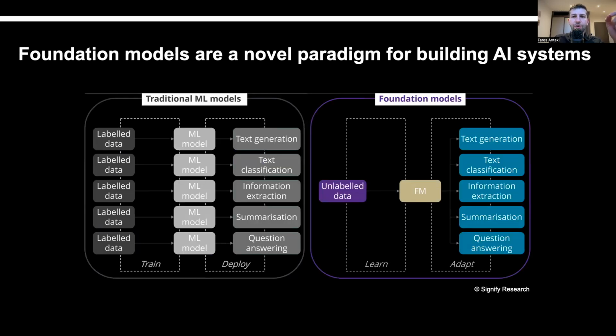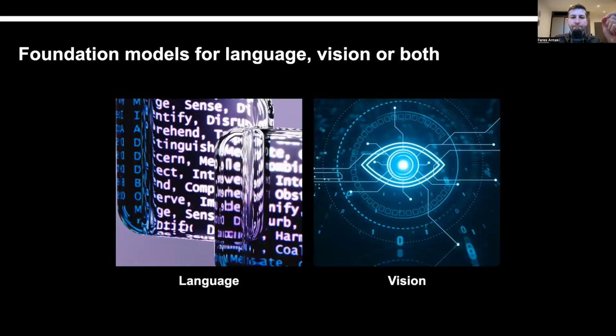Foundation models, on the other hand, are a novel paradigm for building AI systems. They differ from traditional machine learning models in their approach to learning. They are trained at scale on large amounts of unlabeled data through self supervised approaches. A single model can then be fine tuned or adapted to perform a multitude of tasks all at once.